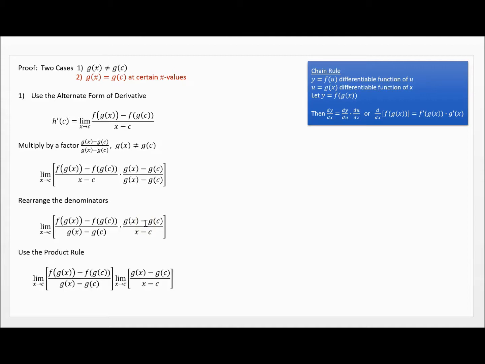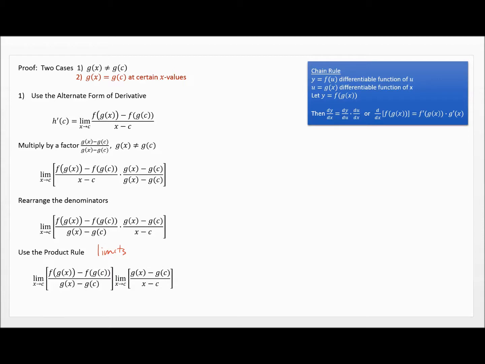Okay, well, let's use the product rule for limits. When I say product rule, I probably should be more specific and say product rule for limits, because I'm going to split this up into two separate limits. So we have the limit as x goes to c of our first fraction times the limit as x goes to c of our second fraction.